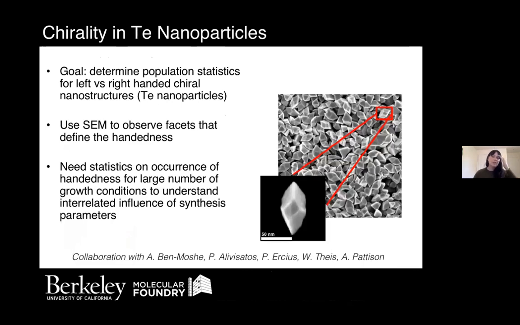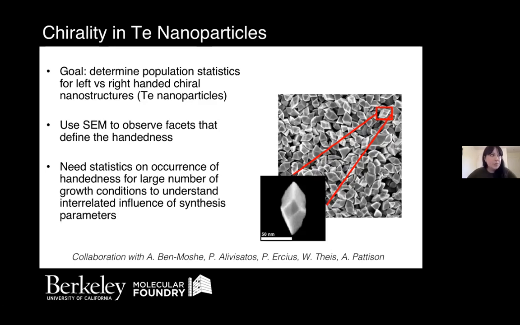So the materials that we actually are studying here are tellurium nanoparticles. This is a collaboration with Asaf Ben Moshe, who is until very recently a postdoc with Paul Alivisatos at UC Berkeley, as well as Wolfgang Theiss at University of Birmingham on the automated imaging side. Our goal is to determine population statistics for left versus right-handed chiral nanostructures, and our test case is these tellurium nanoparticles. We need to use scanning electron microscopy in this case because transmission electron microscopy would be ambiguous. We would not be able to tell the chirality in that imaging mode.